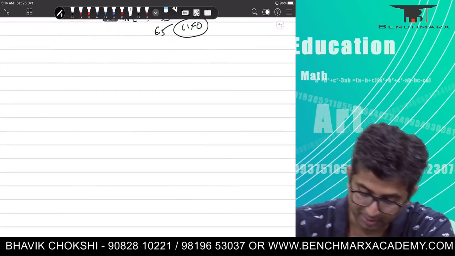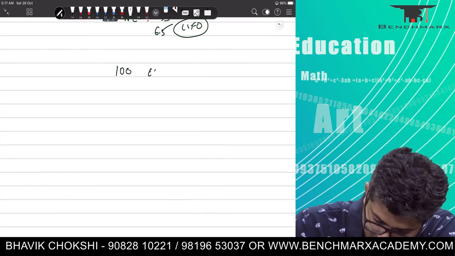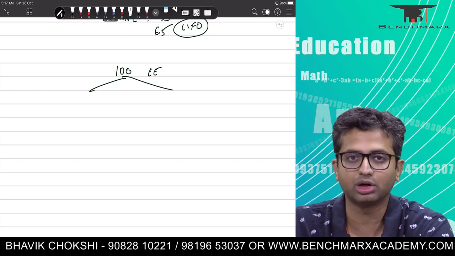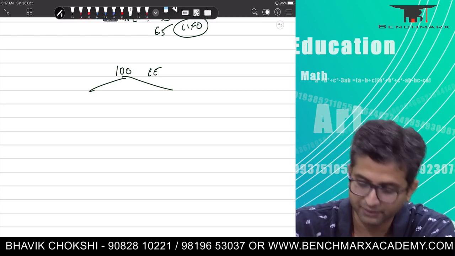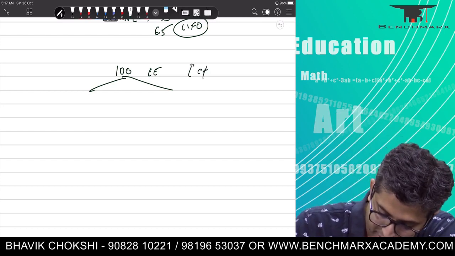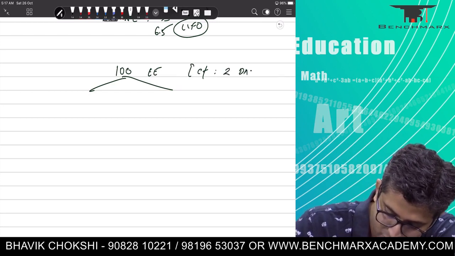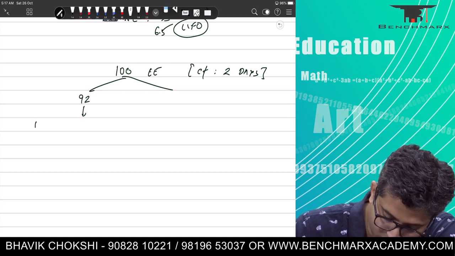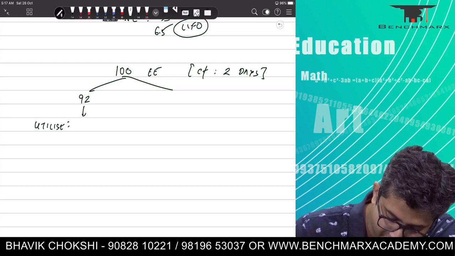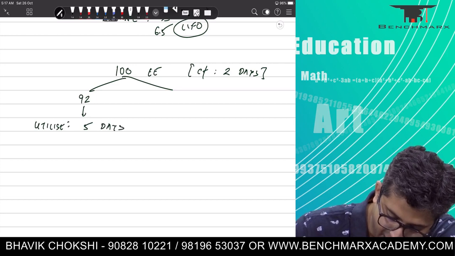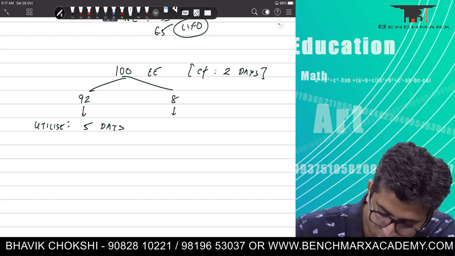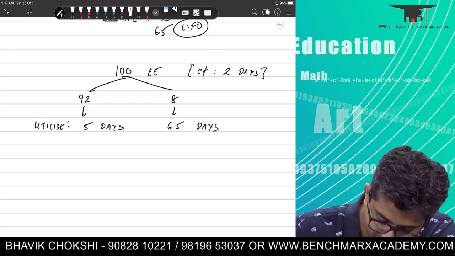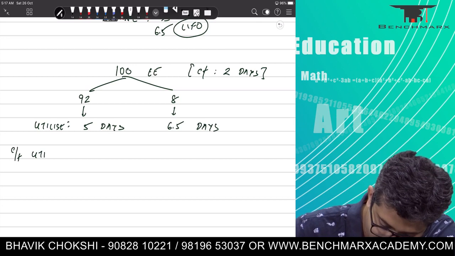So over here, there are 100 employees that the company has, each of whom is entitled to 5 days of leave, and there is a carry forward leave balance on an average of 2 days. In the next year, 92 employees are expected to utilize actually 5 days, and the remaining 8 employees are expected to utilize 6.5 days, which means, will the carry forward be utilized?